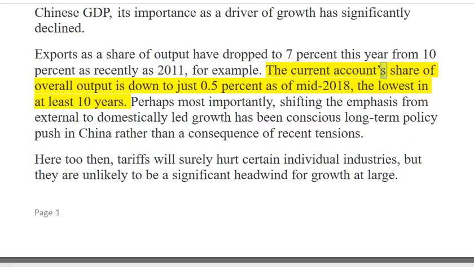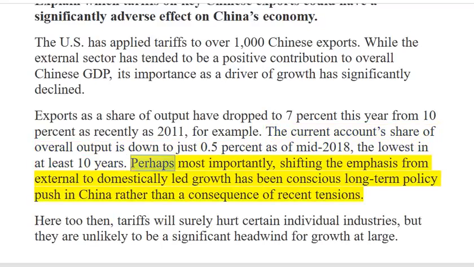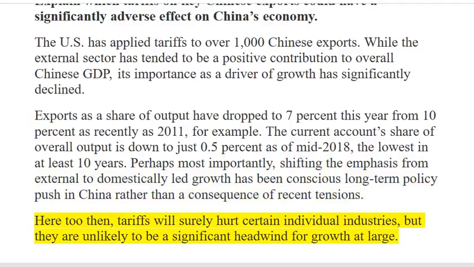The current account as a share of overall output is down to just 0.5% as of mid-2018, the lowest in at least 10 years. Perhaps most importantly, shifting the emphasis from external to domestically led growth has been a conscious long-term policy push in China rather than a consequence of recent tensions. Here too then, tariffs will surely hurt certain individual industries, but they are unlikely to be a significant headwind for growth at large.